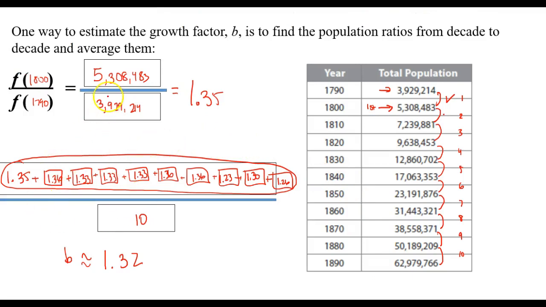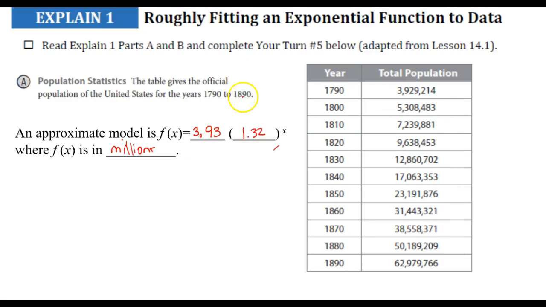Now I know what you're thinking, Mrs. A, do I have to do 10 division problems and then find the average to find my b value for every one of these problems? Is there not a shorter way? Yes, there is, and we're going to go over that. This is the long way, a lot of calculation to do just to find our b value, but there is a shortcut.